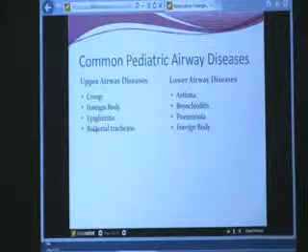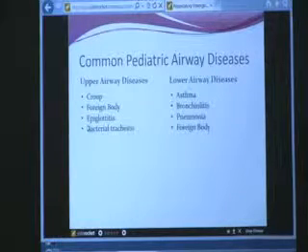Epiglottitis, we don't really see that as much since the vaccinations came into place. Strep pneumo and Hib. Since the introduction of that, that's gone way down. Bacterial tracheitis, we'll talk about, that's pretty rare as well. And then you guys see a lot of the lower airway diseases, the asthma, the bronchiolitis, the pneumonia patients, and then again, foreign bodies.